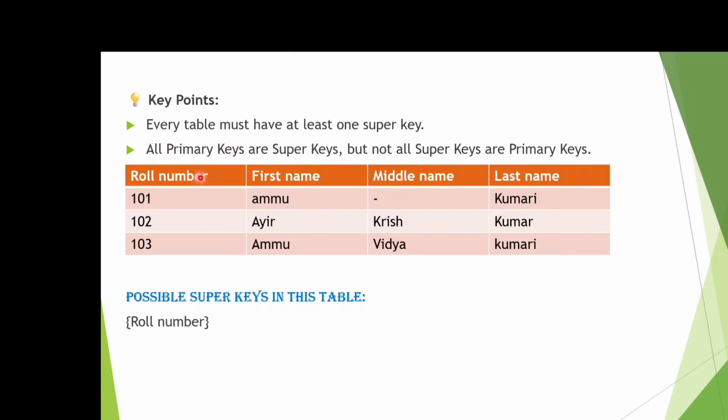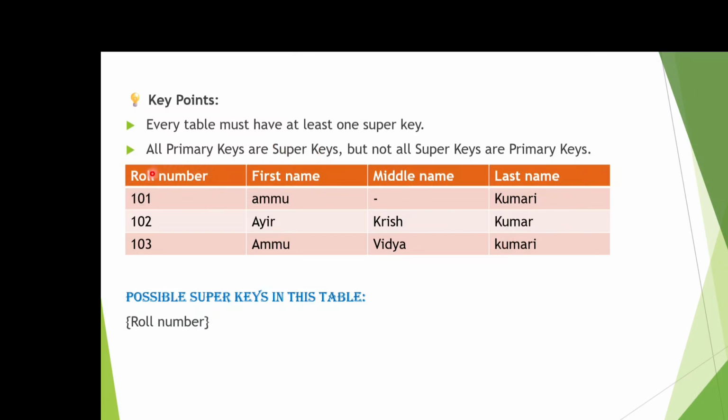Consider the below table: roll number, first name, middle name and last name. Here, first name, as I told in the previous example, we are not going to consider name as a super key because it could be repeated. First name, middle name, last name: there is a possibility that two students have the same name, Ammu as first name, Vidya as middle name and Kumari as last name. So we cannot consider name as a super key.